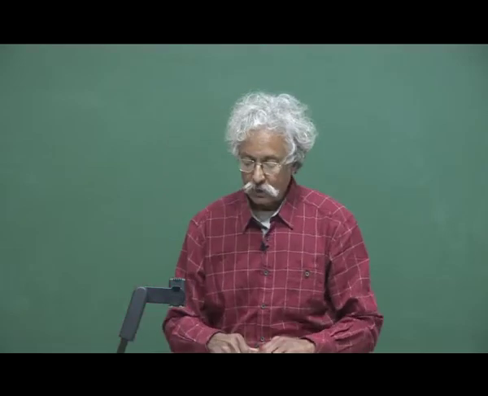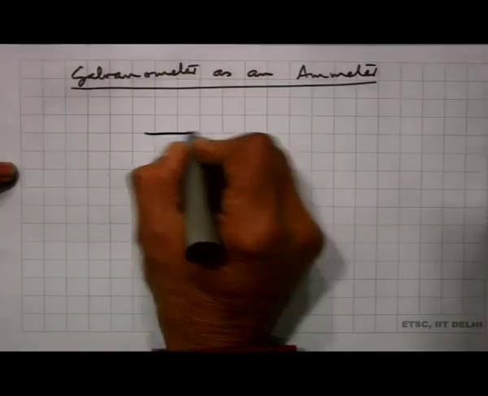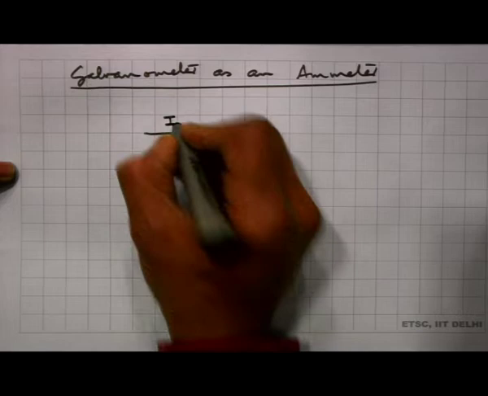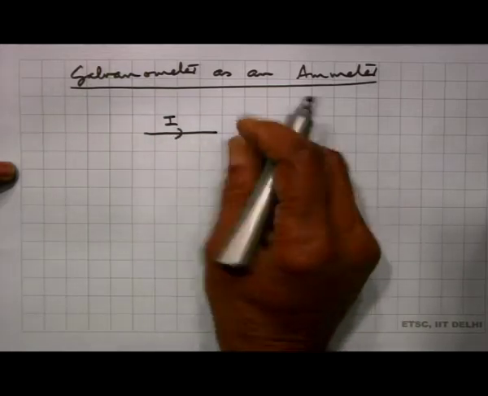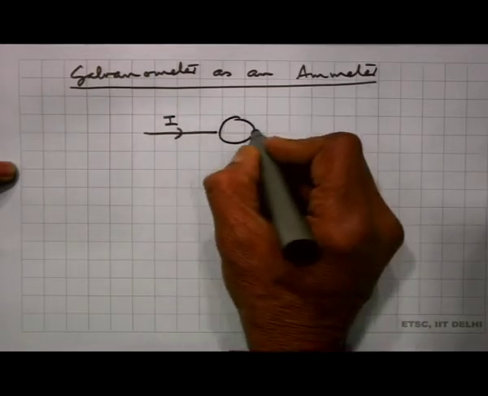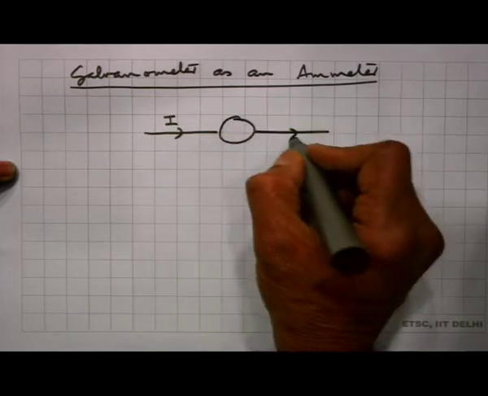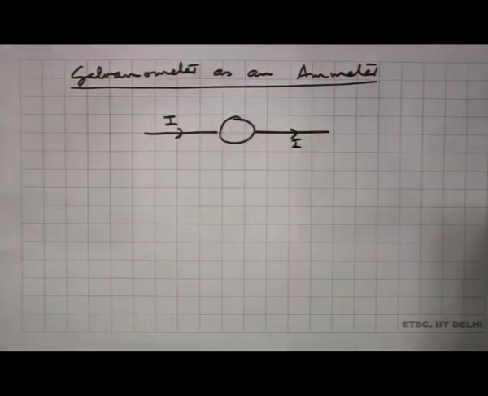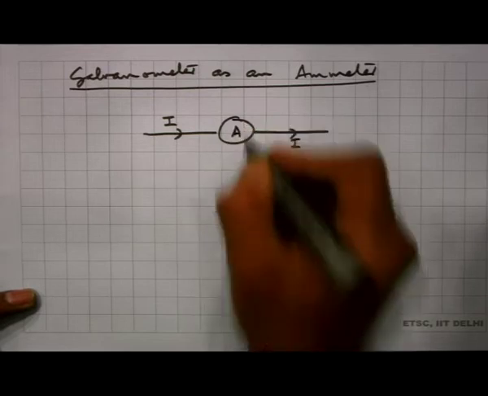So, if you have a circuit, for example, a wire here, part of a circuit which is carrying current I, I must be able to connect an instrument here and be able to measure this current I. So, that is the ammeter here.